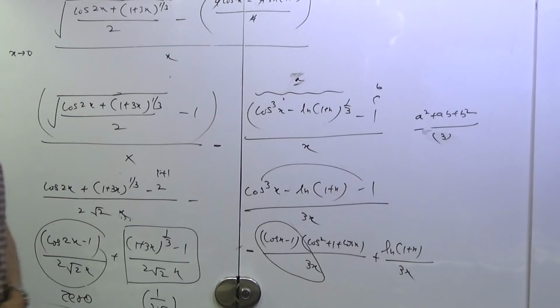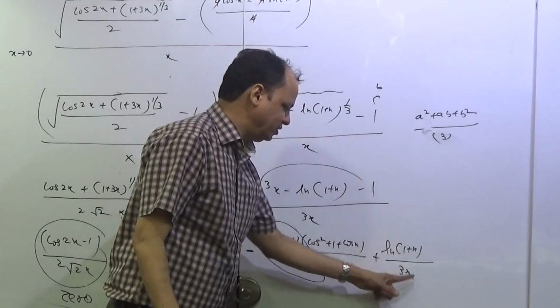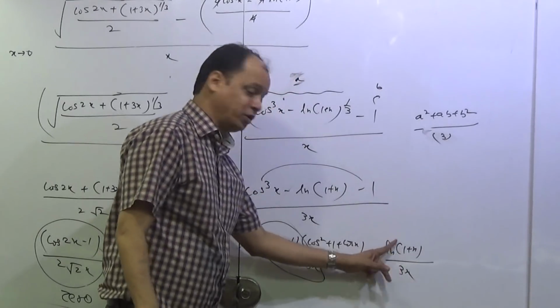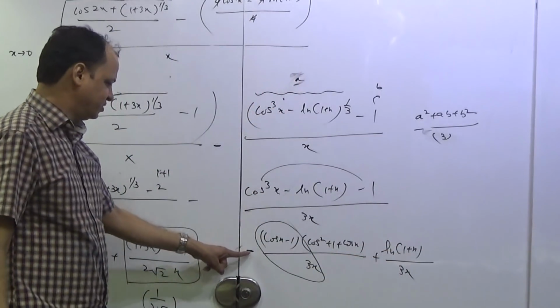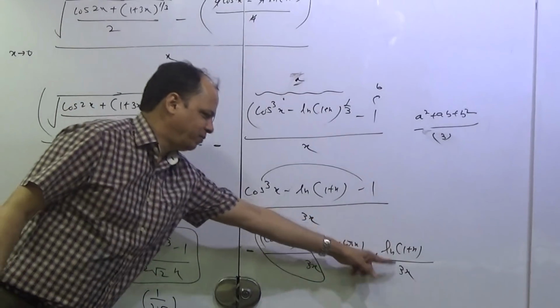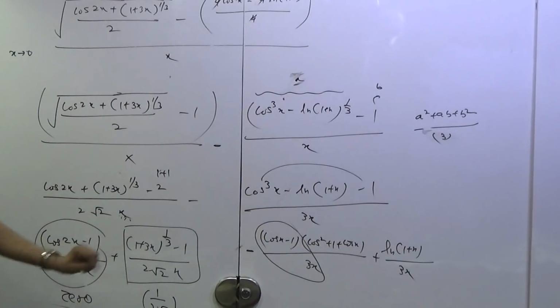So what is left? ln 1 plus x divided by x is 1, so 1 by 3. And that too positive 1 by 3, because we have already considered this negative sign. So 1 by 3 is over here, and 1 by 2 root 2 over here. The answer is very dirty.